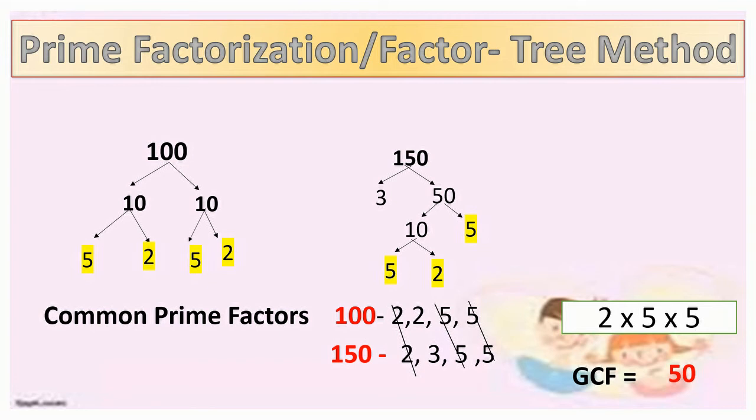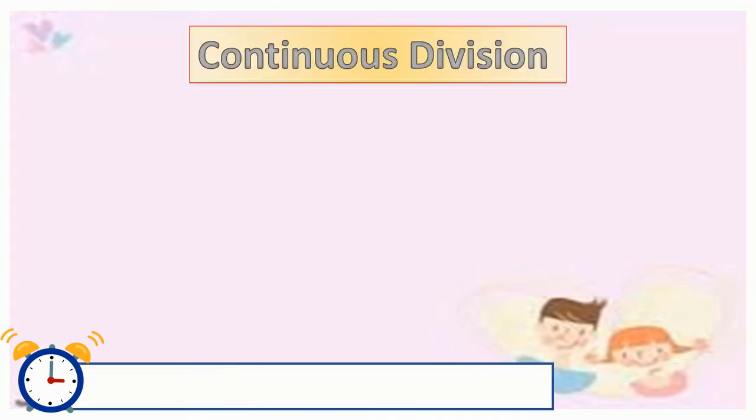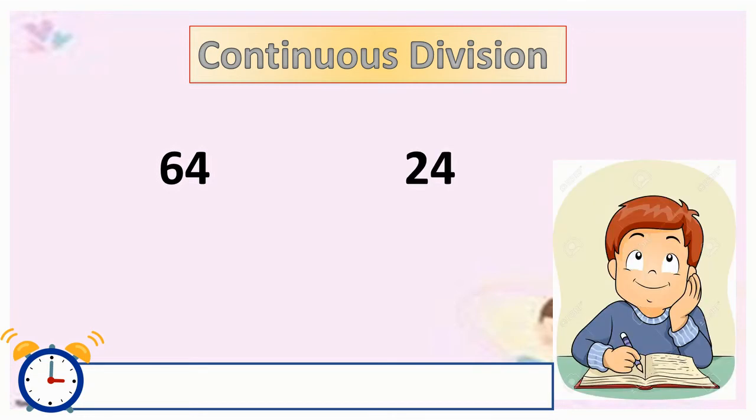Did you understand, kids? Okay. Let's go to continuous division. Here we have continuous division. We're going to find the GCF of 64 and 24. Okay? Get ready, kids. Start.